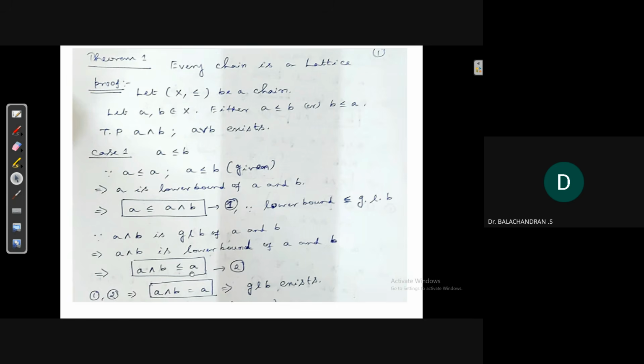Now from equations 1 and 2: here A is less than or equal to A and B, and here A and B is less than or equal to A. So we have A and B equal to A. So this implies the greatest lower bound of A and B exists, and that is equal to A. So we proved that the greatest lower bound of A and B exists. Next, I will show the least upper bound of A and B exists.